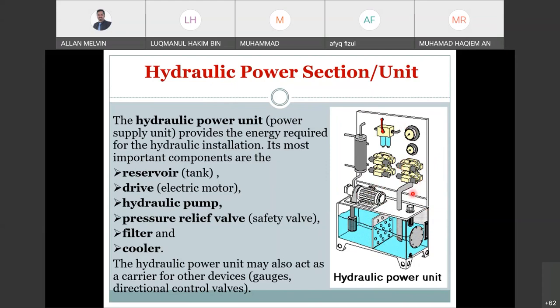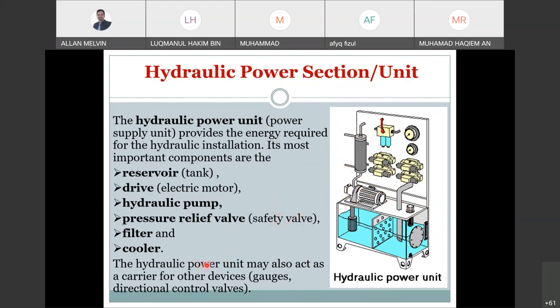If you look here, you have a reservoir, you have a tank. So you have a drive, an electrical motor. The electrical motor is supposed to be at the back. Then you have a pump, then you have a valve, the pressure relief valve. You have a filter. Maybe the filter is not visible, but normally the filter will be there. And you have a cooler.